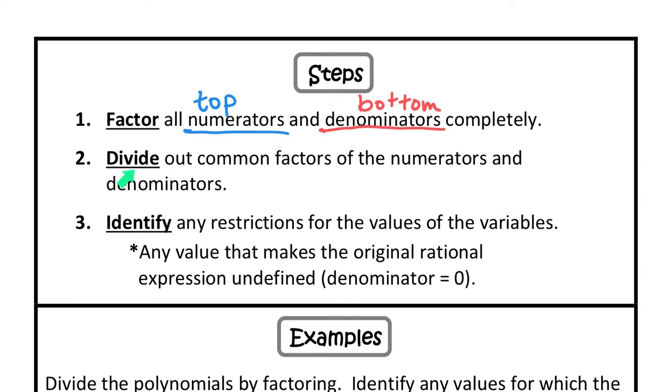Then step 2, divide. Divide out common factors of the numerator and denominator. Again, divide out the factors of the top and the bottom.